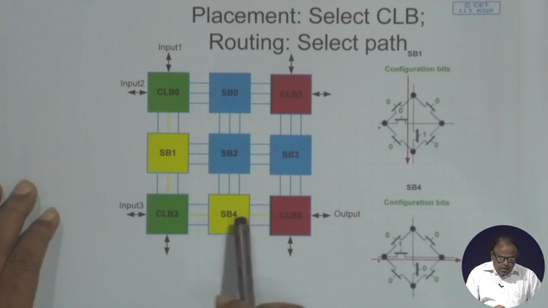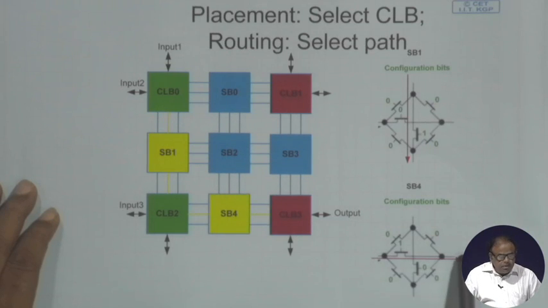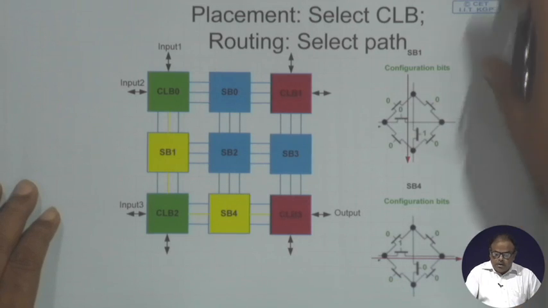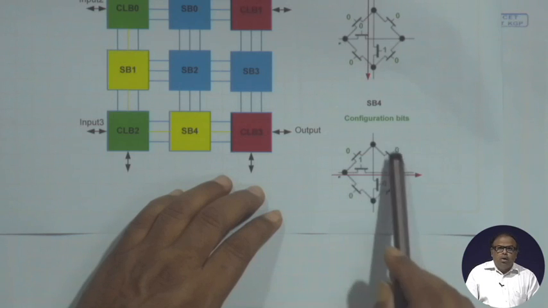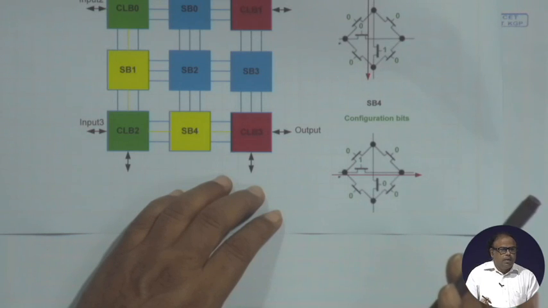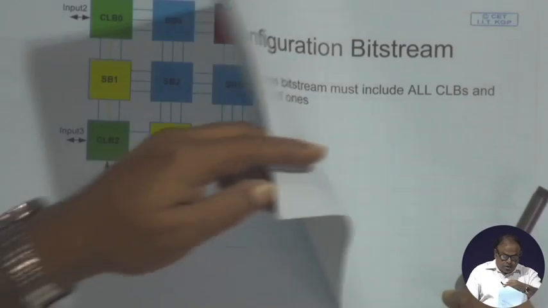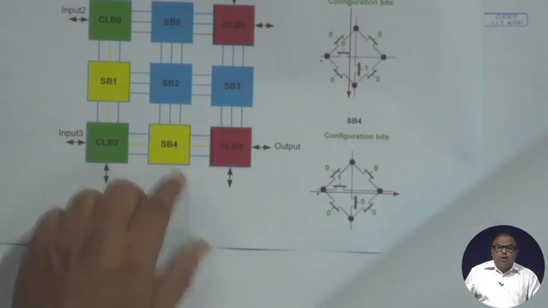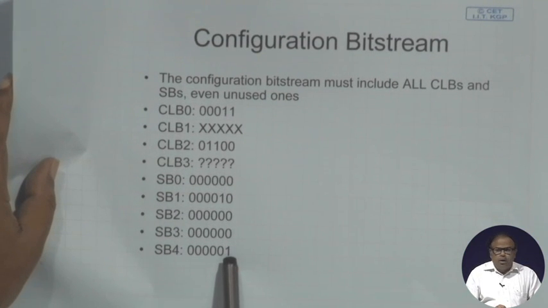So, how can I do that? This switch box will have to be programmed so that the connection is established in this direction. For that I have to make this bit 1 and all other bits 0. That is quite visible here. Only this bit is 1, all other bits are 0. Accordingly, in the configuration bits, it is switch box 4, so switch box 4 will have all zeros and only one bit set to 1.